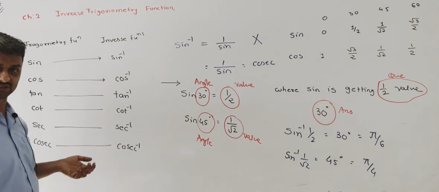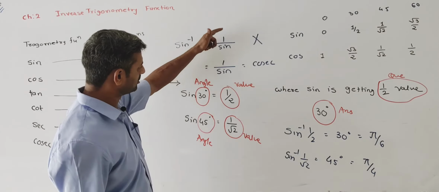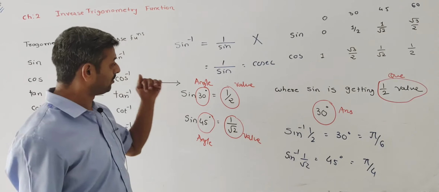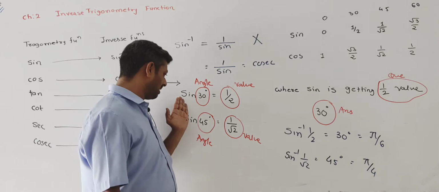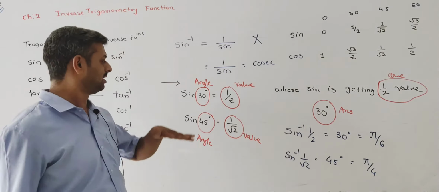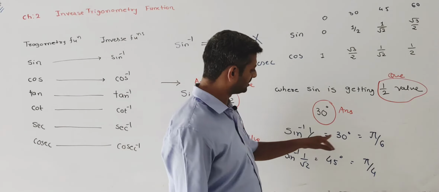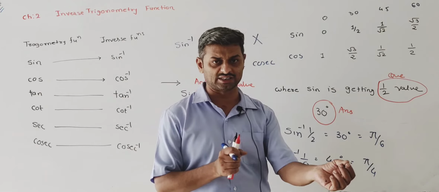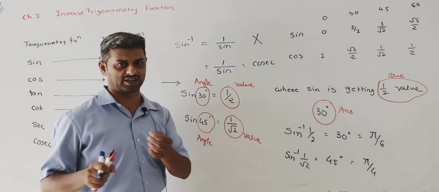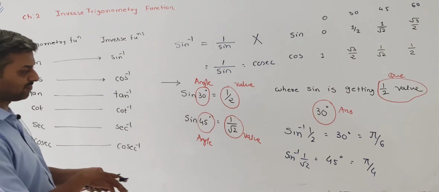Like a reverse process in chemistry. Same way, sine inverse is not 1 upon sine, because 1 upon sine is equal to cosec. If you ask sine 30 is equal to what, you say half. Then where sine is getting the 1/2 value, that is 30 degree. So the answer is becoming the question and the question is becoming the answer. In that way we can understand this is an inverse function.